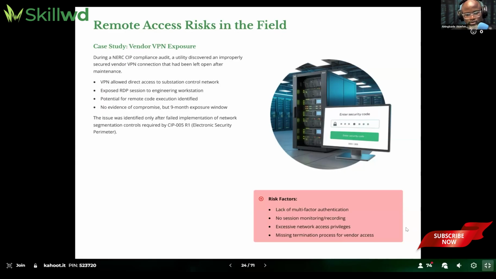Big one. Some risk factors in this scenario: there was lack of MFA, which is a big one out there. No session monitoring, no monitoring or recording the activities. There was excessive access, and there was a missing termination process for vendor access, meaning we are not saying we're not going to give vendor access, but we're saying how do we terminate those vendors once they are done with their maintenance work? And that was a missing piece in this case, right?